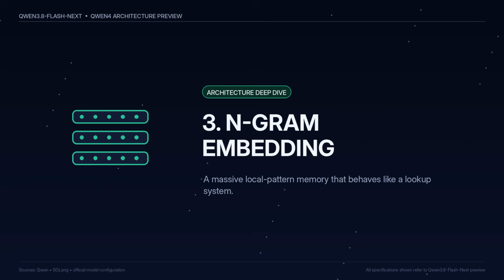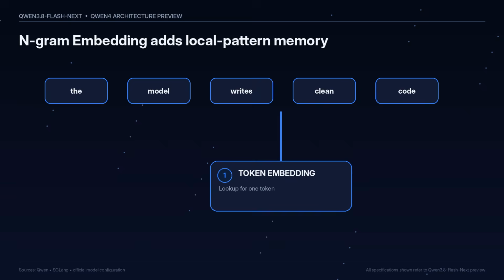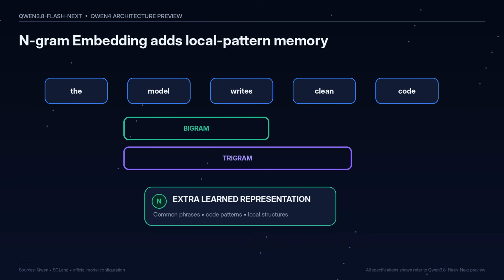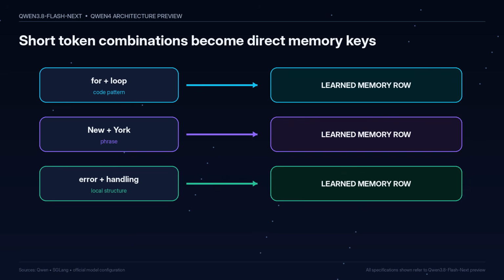But the strangest part might be the n-gram embedding. This is where Qwen4 starts getting really interesting. Normally, when an LLM receives a token, it performs an embedding lookup for that individual token. Qwen now adds another memory system. Instead of only looking at one token, the model can use combinations of nearby tokens, n-grams, to retrieve additional learned representations. So common combinations of words, code patterns, and local structures can effectively have their own learned memory.